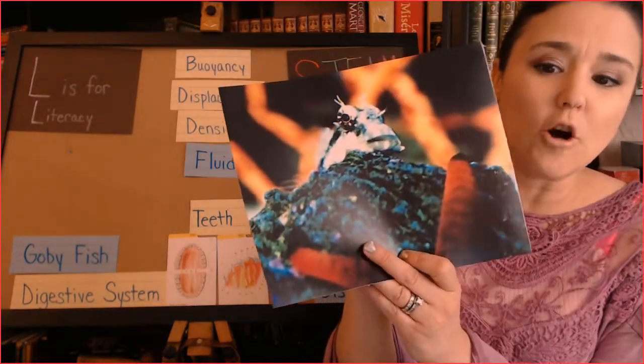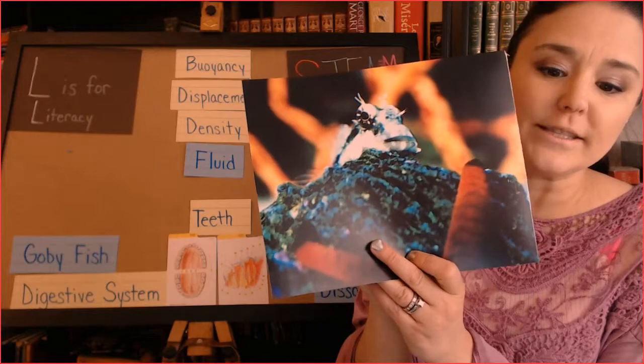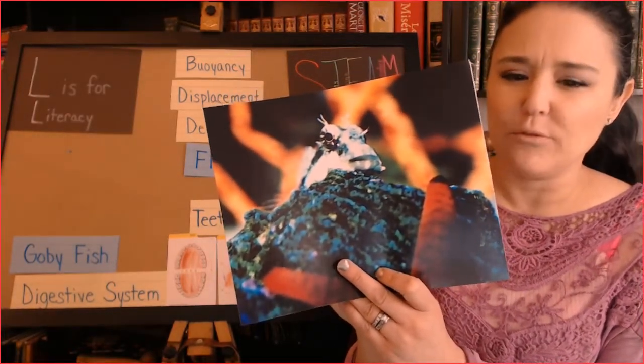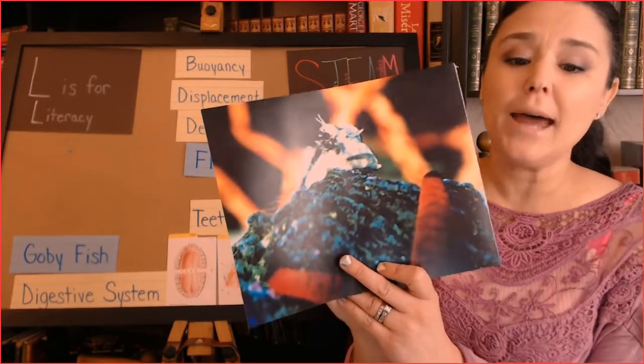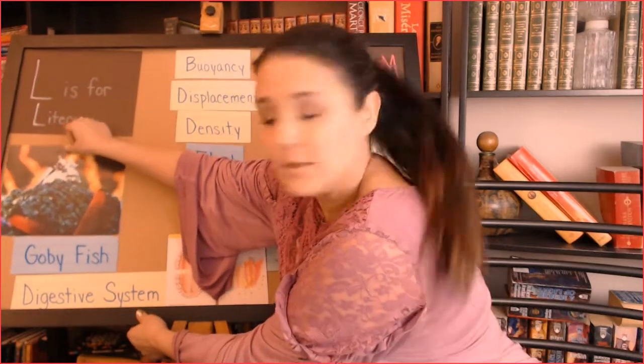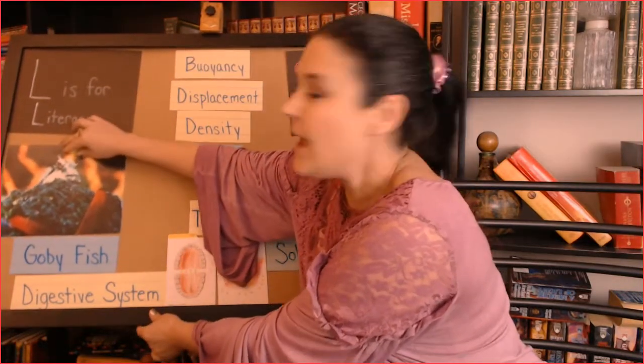Okay? And since we're talking about liquids, I figured this animal should be a fish. So this is a goby fish, and he lives in the Chesapeake Bay. And you've probably been to the Chesapeake Bay with your family before, right? He lives on the bottom, and he has a little suction cup on his bottom that holds him onto rocks so he doesn't get washed away.